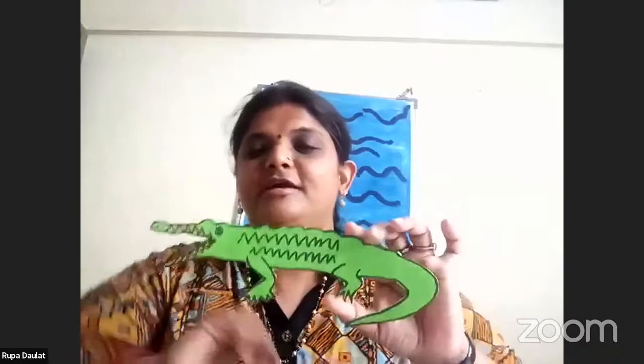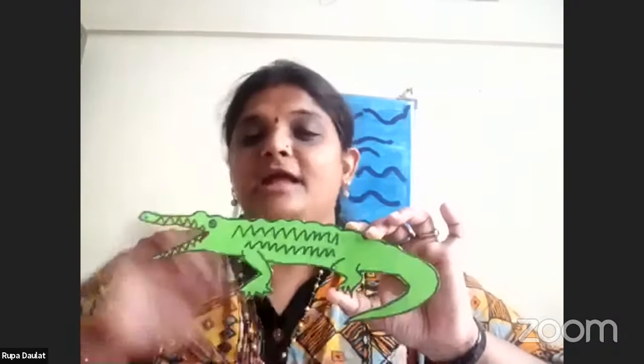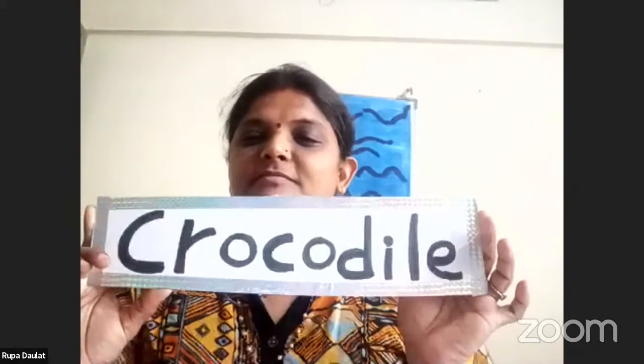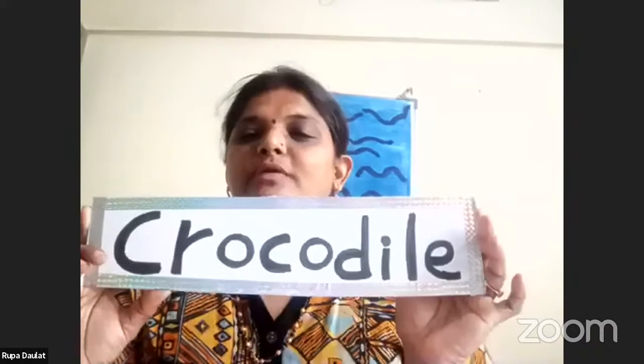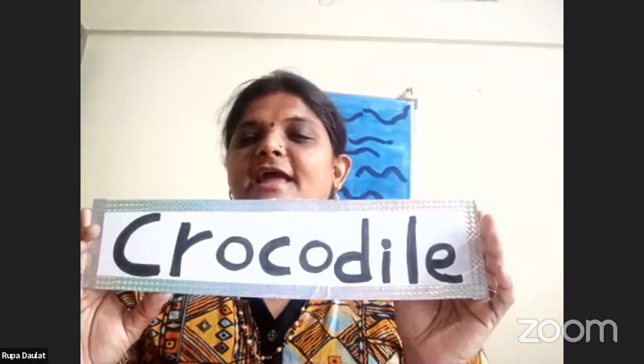Now say, which animal is this? Crocodile. Say again. Crocodile. We see it in water. And it is a very dangerous animal. Say, crocodile. It lives in water. Say the spelling of crocodile. C-R-O-C-O-D-I-L-E. Crocodile. Very good.